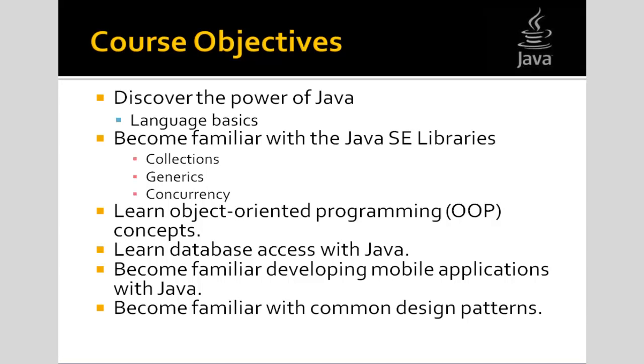In this course, we're going to discover the power of Java. What makes Java one of the most popular programming languages currently in use? To do that, we're going to study the basics of the language. We're going to become familiar with the Java libraries that support collections, generics, and multi-threaded programming. As part of this journey, we're going to learn about object-oriented programming because Java is an object-oriented language, and we really have no choice because everything in Java is an object.